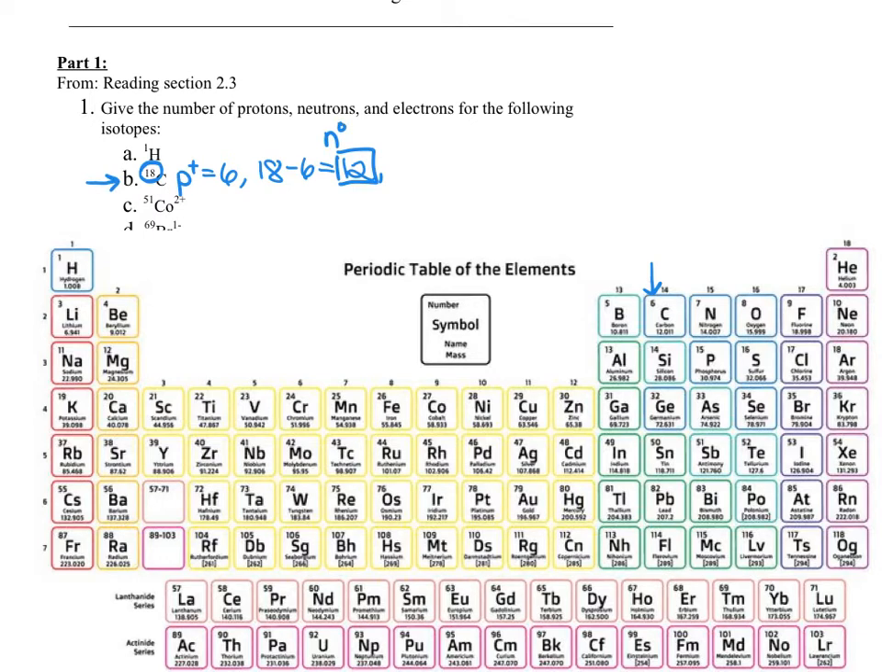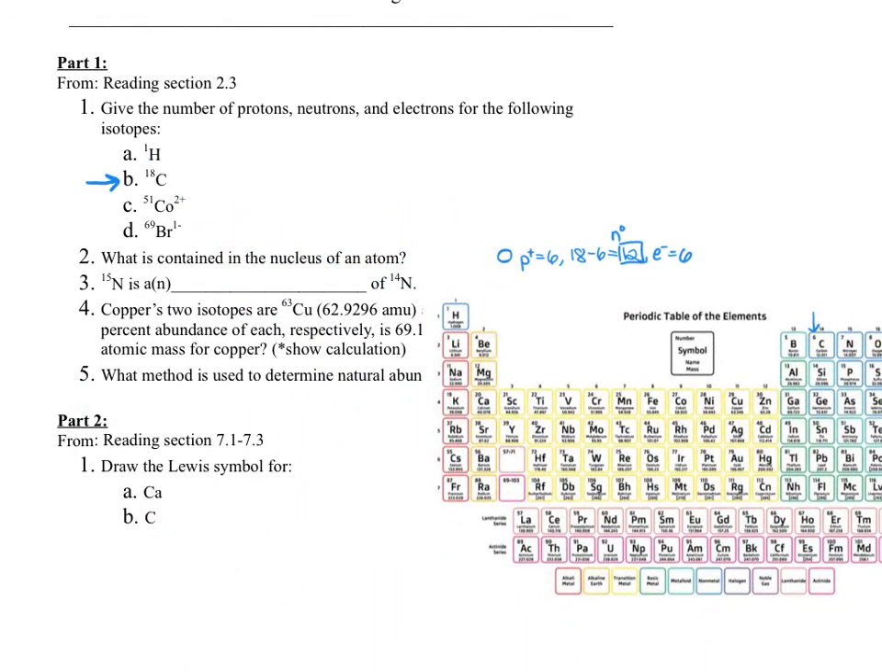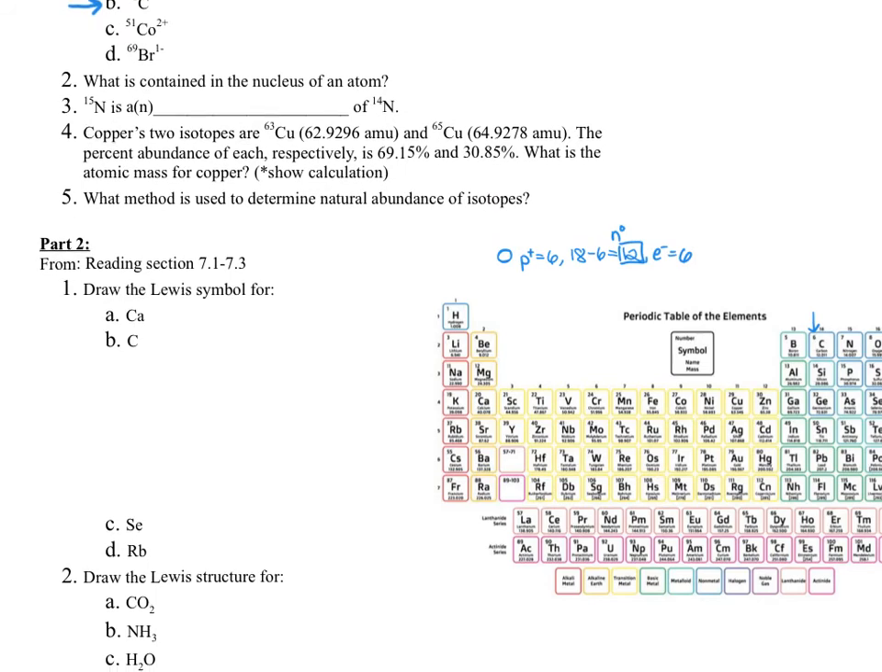And then next is the number of electrons. So remember, if something is not charged, so if it is neutral, then the number of protons and the number of electrons are equal. So the number of electrons will be equal to 6 in this case because it is neutrally charged. Okay, so let's minimize this and scroll up here.